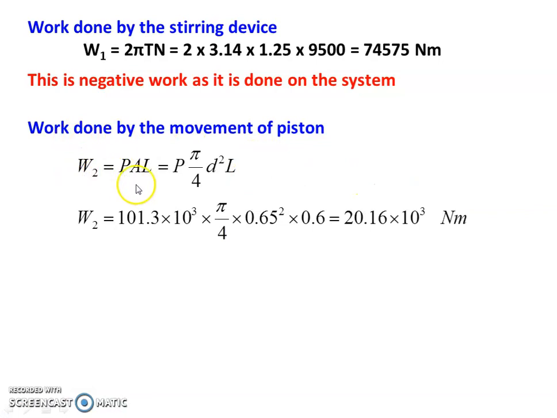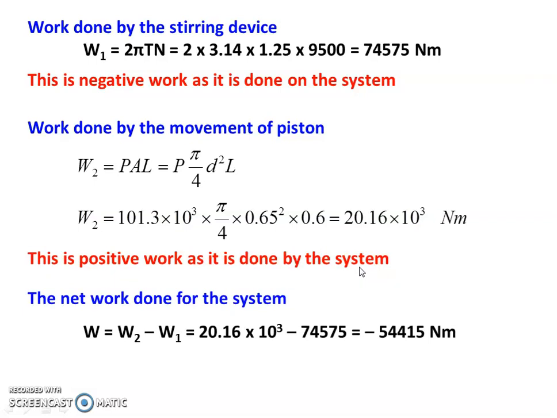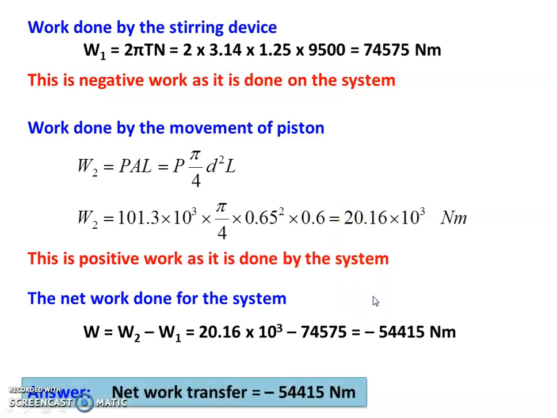W2 equals pressure P into area of the piston into the distance moved by the piston. So P into area, pi by 4 D square, into L. Pressure is 101 into 10 power 3, into pi by 4 into 0.65 square into 0.6, equal to 20.16 into 10 power 3 Newton meter. It is positive work, done by the system. Now the net work done, W2 minus W1, equals 20.16 into 10 power 3 minus 74,575, equal to minus 54,415 Newton meter. The answer is net work transfer equals minus 54,415 Newton meter.